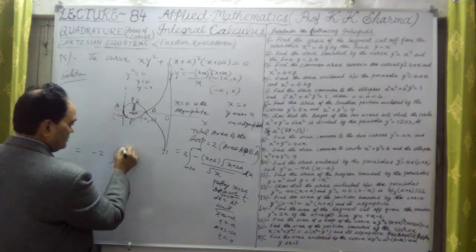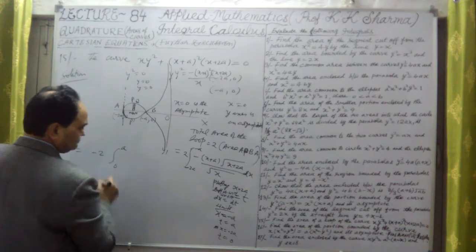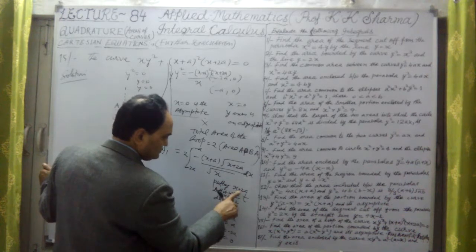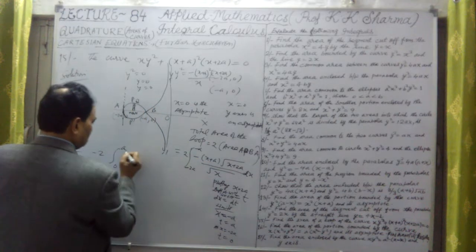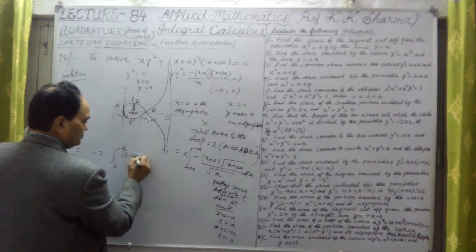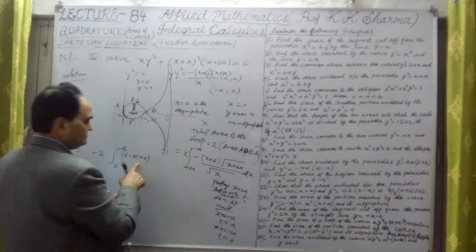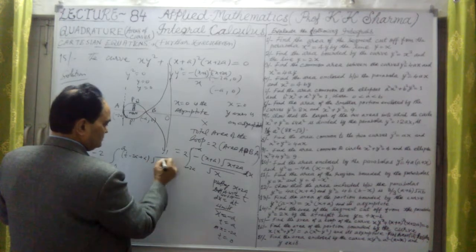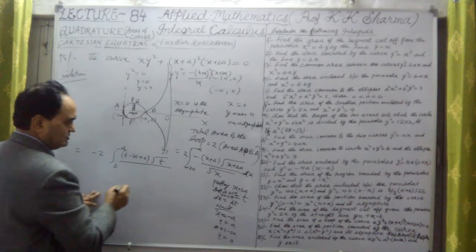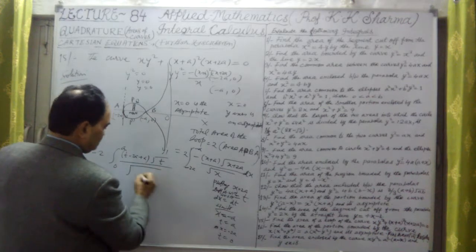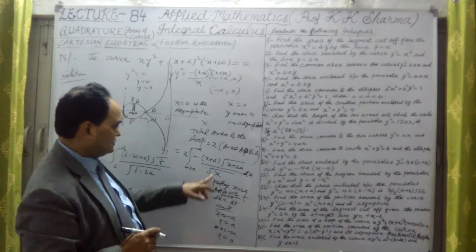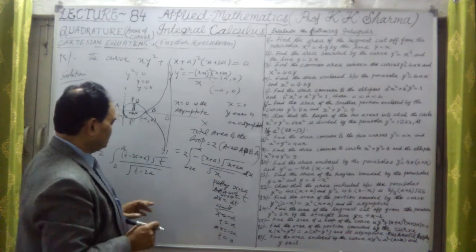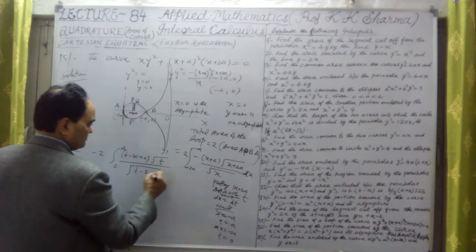0 to a limits. Now what is x? x equal to t minus 2a. So this is t minus 2a plus a. It means this is t minus a. And under root, this is t only, divided by under root x, where x equals t minus 2a. The denominator is having t minus 2a. Okay, this is dt.